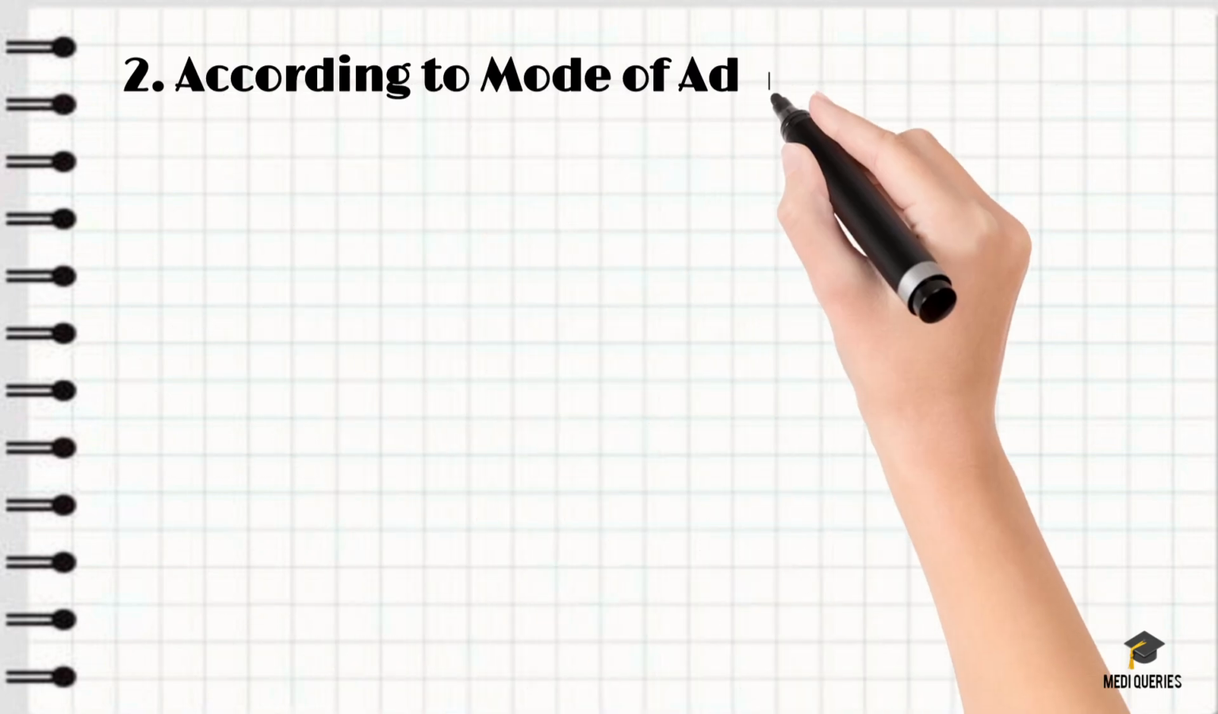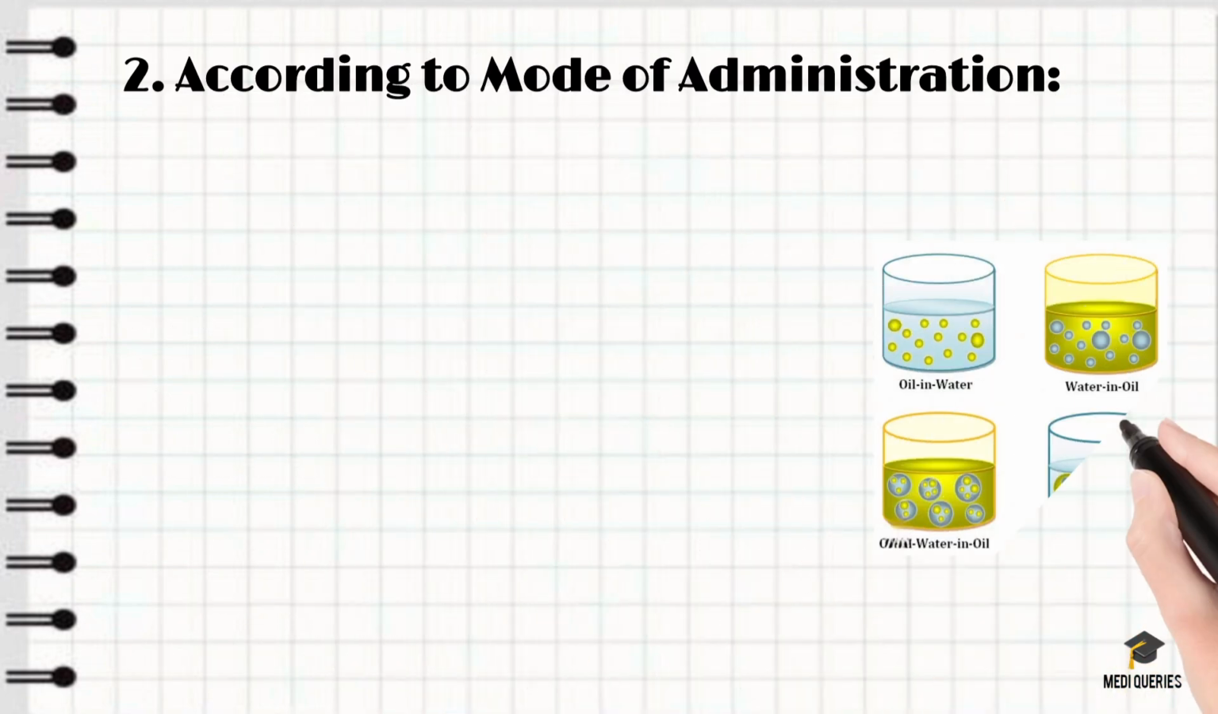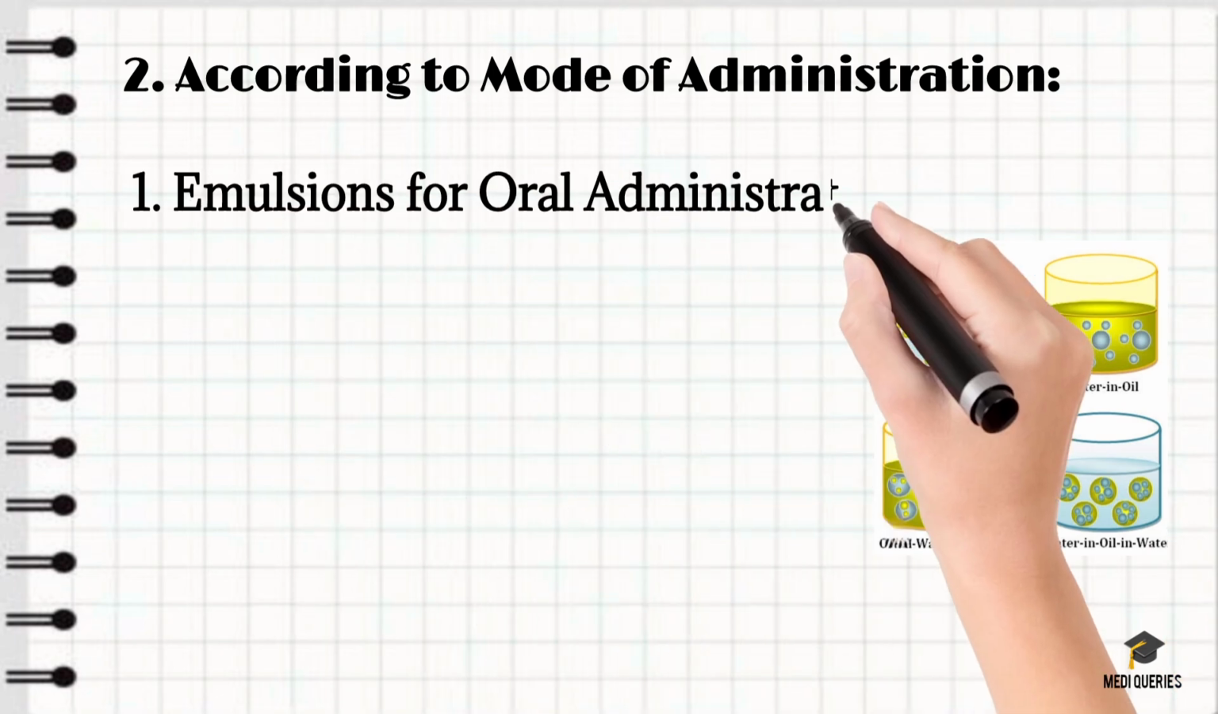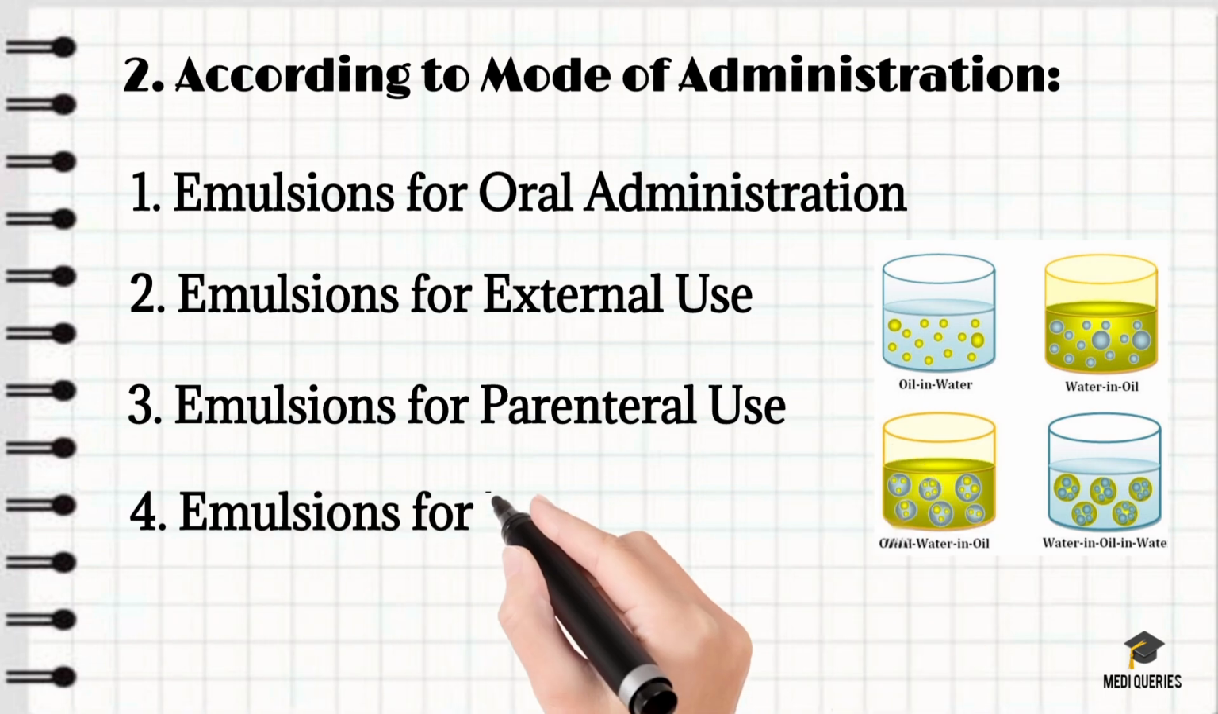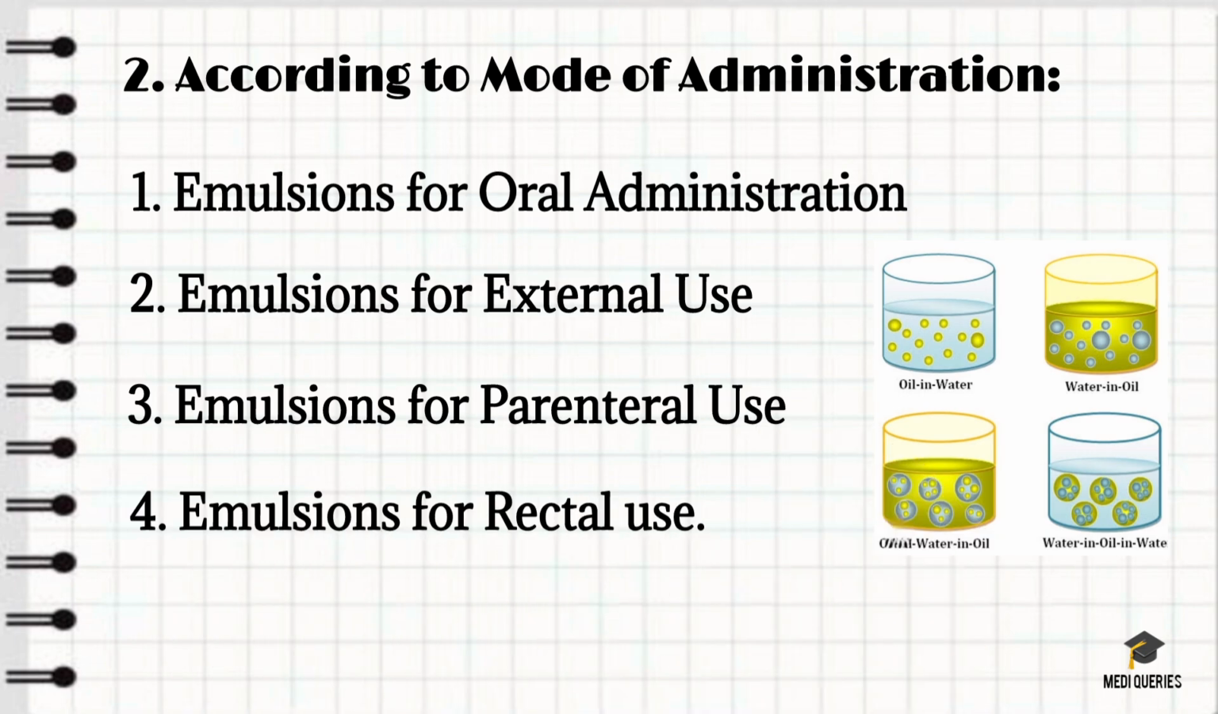The second type of classification is according to the mode of administration. In this, various types are there. Emulsions for oral administration are usually O/W type emulsions and are used to administer oils having a medicinal value, for example castor oil, olive oil, almond oil, cod liver oil, and liquid paraffin. The next one is emulsions for external use. These may be either O/W type or W/O type. However, O/W type emulsions are preferred over W/O type emulsions here.